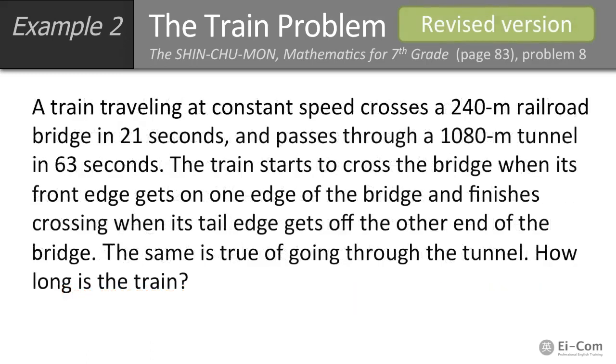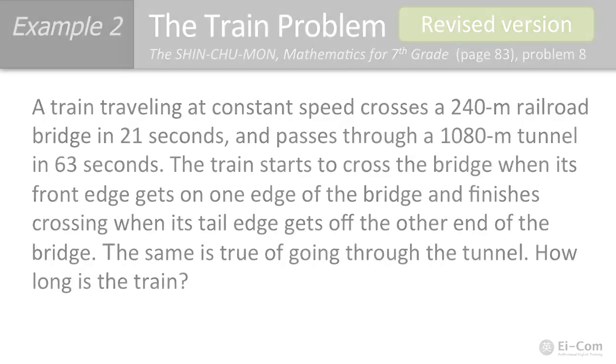Here is the problem again after it has been revised to include information about the speed of the train. Specifically, the problem now states that the train is traveling at constant speed. This version of the problem more closely matches the Japanese version. Using the step-by-step strategy mentioned earlier, please try to solve this problem on your own. Good luck!